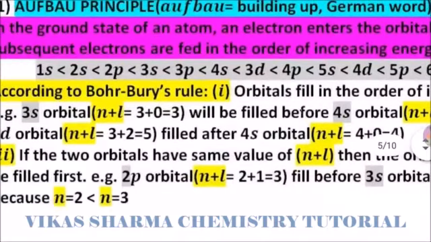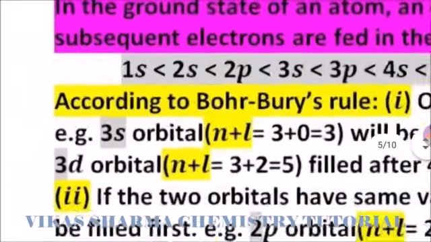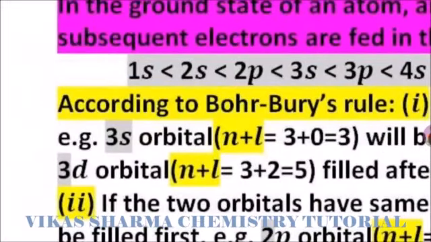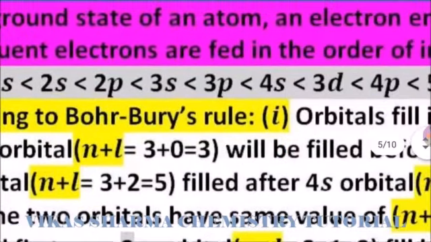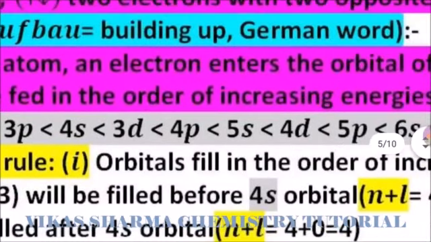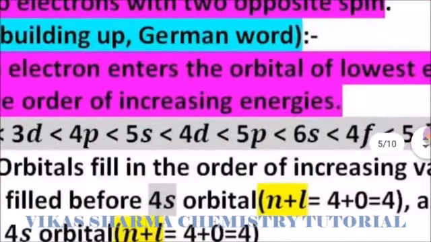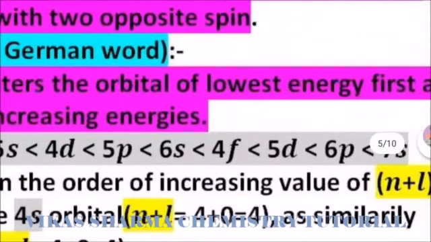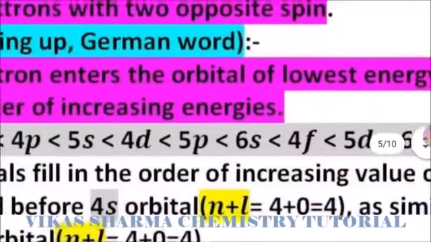So student, it's my suggestion for you. You can easily learn the filling of electrons pattern. First the electron comes into the 1s, lower energy, then 2s, then 2p, then 3s, then 3p, then 4s, then 3d, then 4p, then 5s, then 4d, then 5p, then 6s, then 4f, then 5d, then 6p, and then 7s.